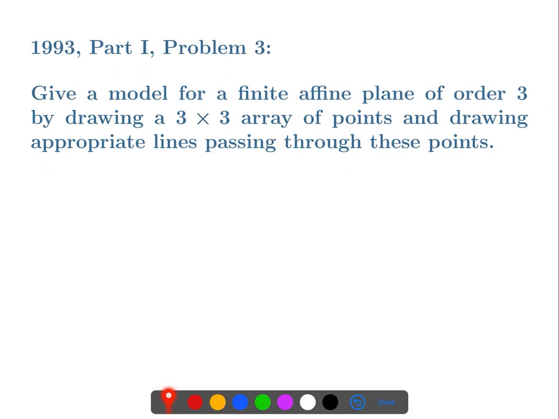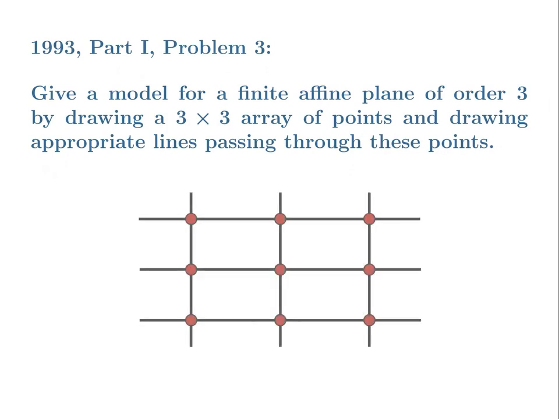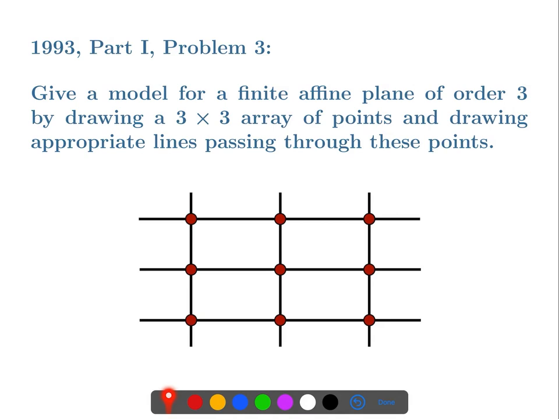Here, I'm just asking to draw an affine plane of order 3. So we just want to go ahead and draw all the points and lines. So let's begin with the 3 by 3 array, the 9 points. I'll just draw them in there, and I've drawn in some of the lines as well, the horizontal lines and the vertical lines. So those are slope 0 and undefined, or slope infinity if you want.